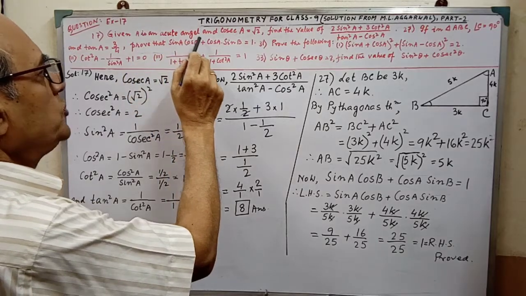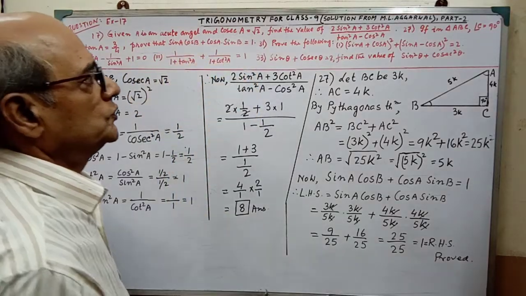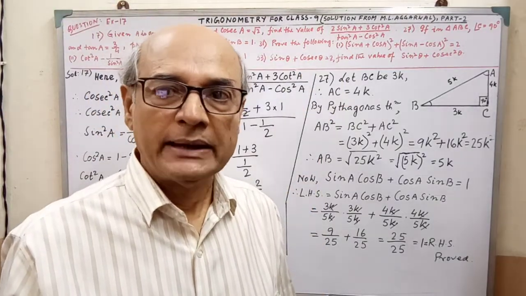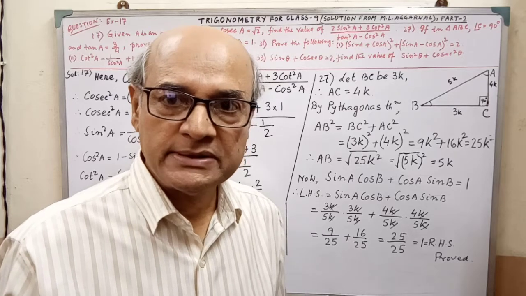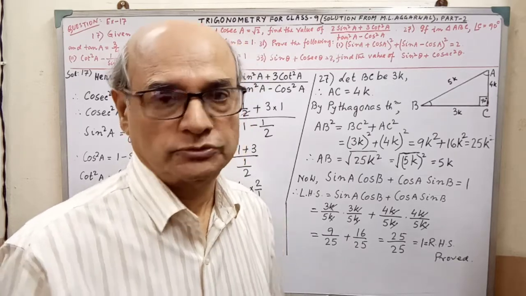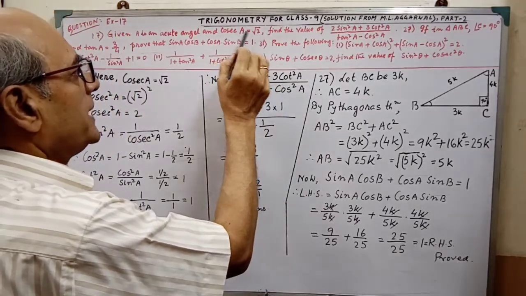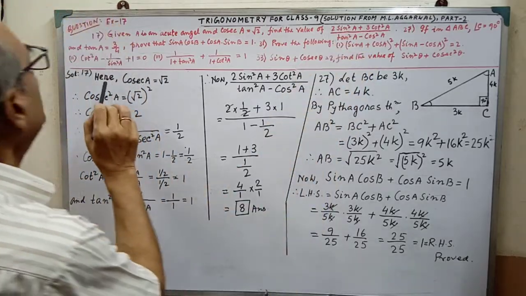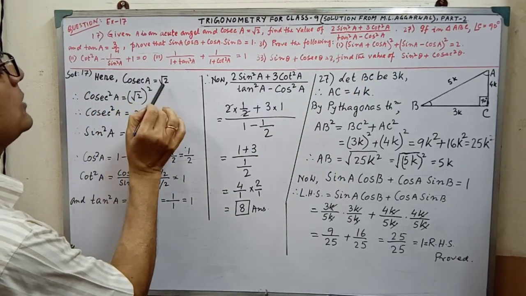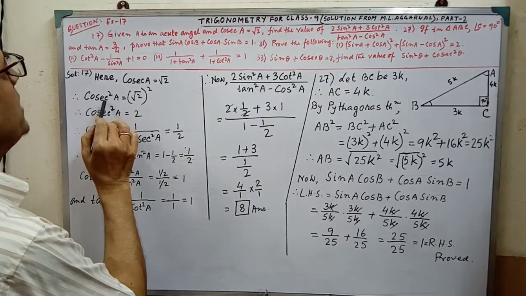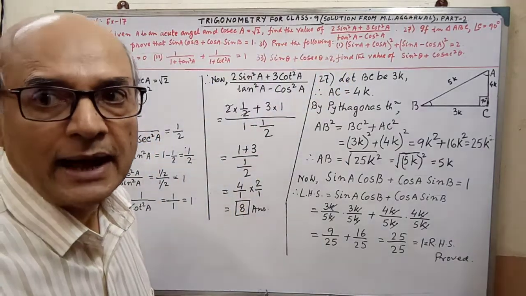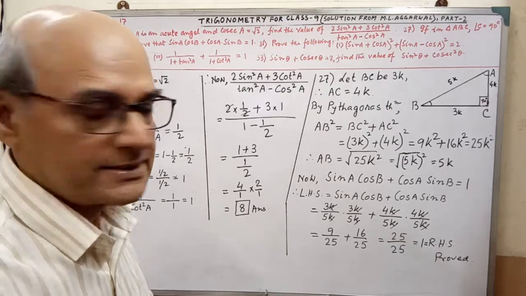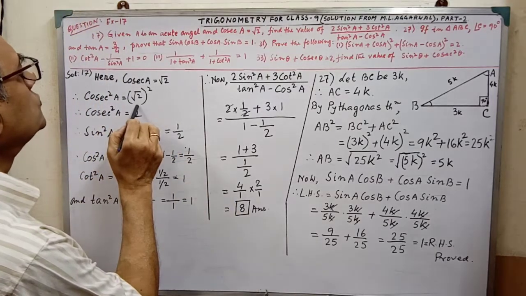Given A is an acute angle and cosec A equals root 2. Find the value of this. You have to go through the problem attentively and understand clearly what is given and what is to be found. Here cosec A equals root 2 is given. Since there is a square, we have to take the square on both sides. In an identity, whatever you take on the left hand side, exactly the same thing you have to take on the right hand side. This is why cosec square A equals root 2 whole square.